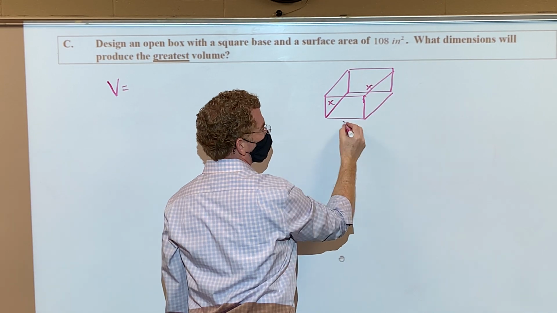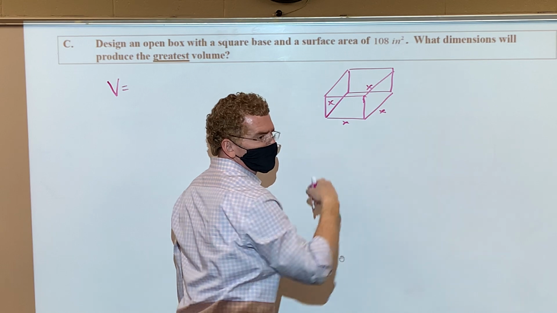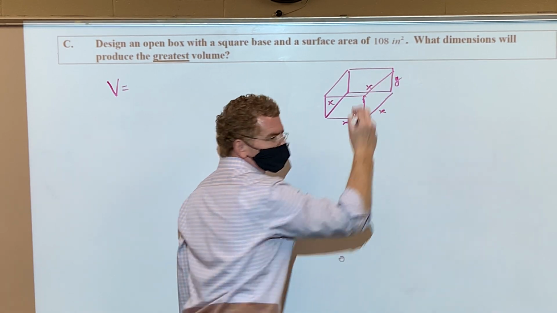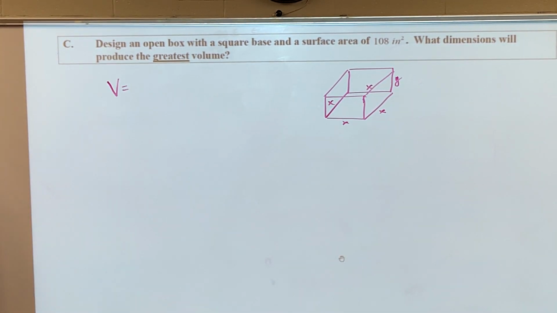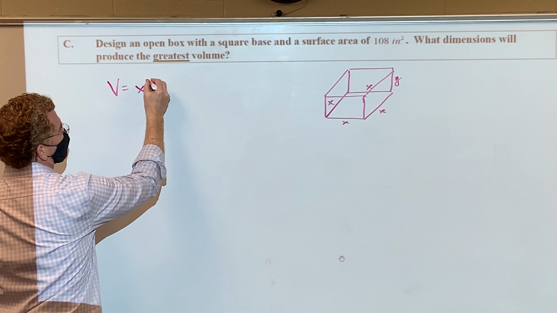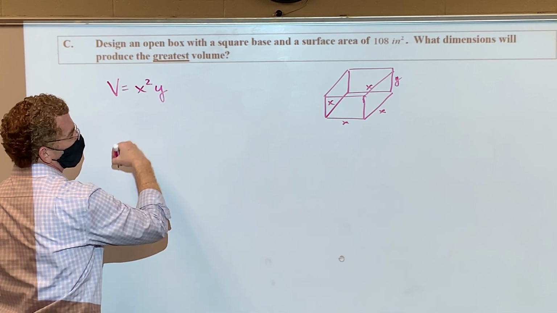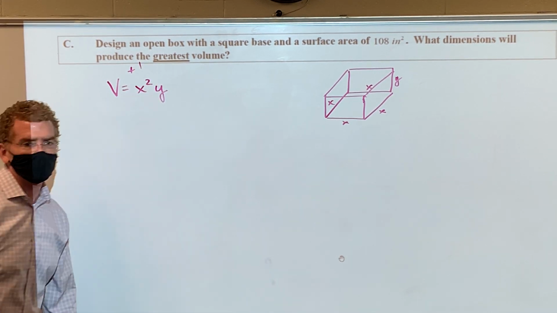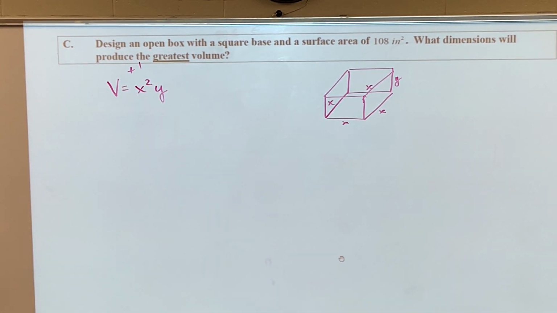So if it were me, I would call this bottom X, and then maybe call the height Y, and then look to get rid of that Y. If you called the bottom Y squared, that's fine, but again, I like having the X's left, so I kind of set the problem up with that in mind. So my volume is X times Y. And right there, there's my basic equation, my primary equation.